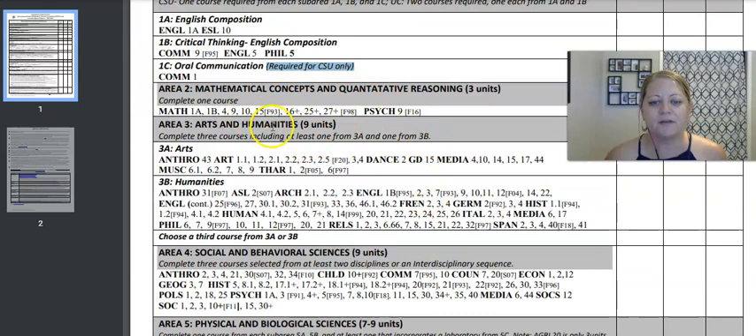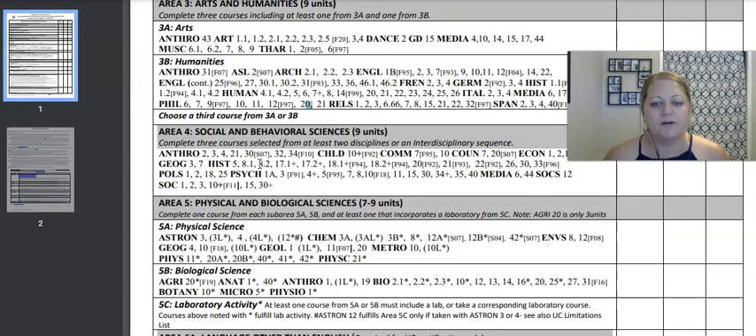Then there's your math. Again, math is determined by your major. You have the 9 units in the arts and the humanities, so you need 1 arts, 1 humanities, and the third from either section, okay? Area 4 is also 9 units, and it has that same rule. You're going to do 3 courses from at least 2 disciplines. So again, you're not going to take all 3 classes in psychology. You're going to split it up. You're going to take 2 psych classes and 1 soc class.